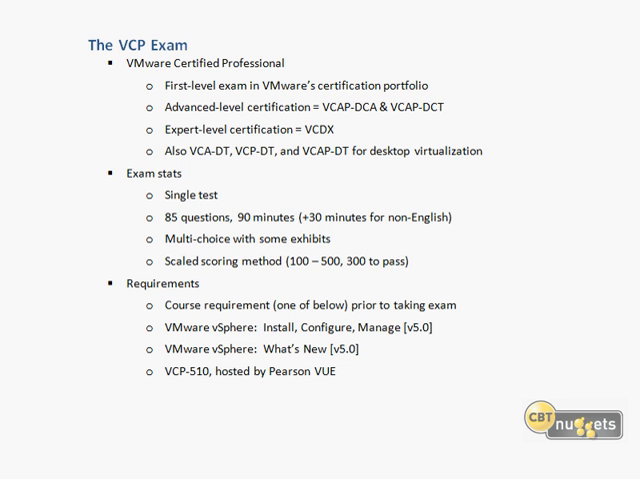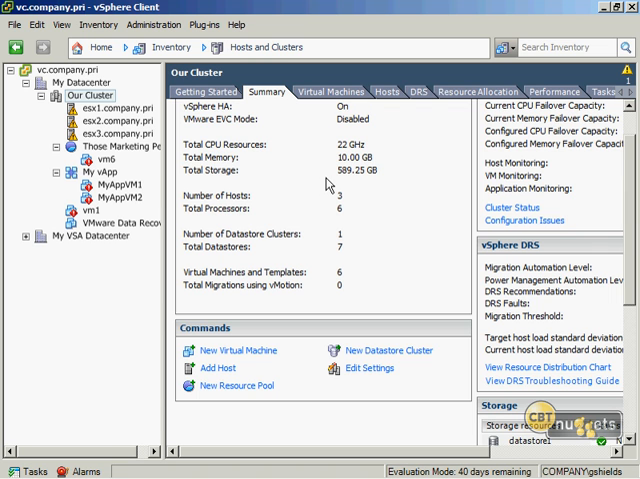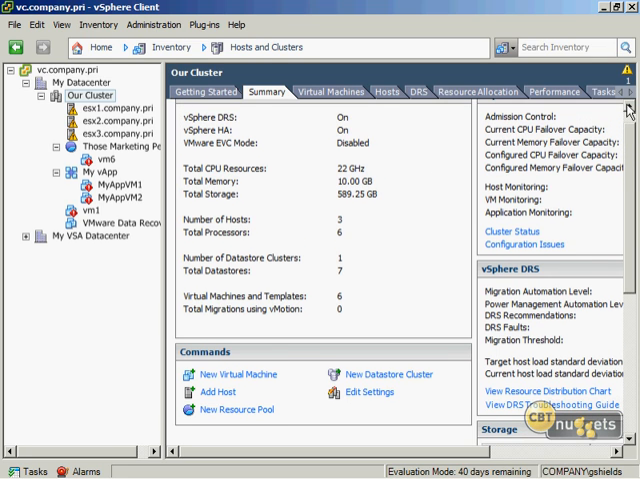Just to give you a view of what we're going to look at, this is the server that we'll be playing with. This is vc.company.pri. Currently we have, looks like, 3 hosts, 6 processors, 1 cluster, 7 data stores, 6 virtual machines and templates that are created. Here's all the stuff over here at the right. It's going to be a lot of fun.